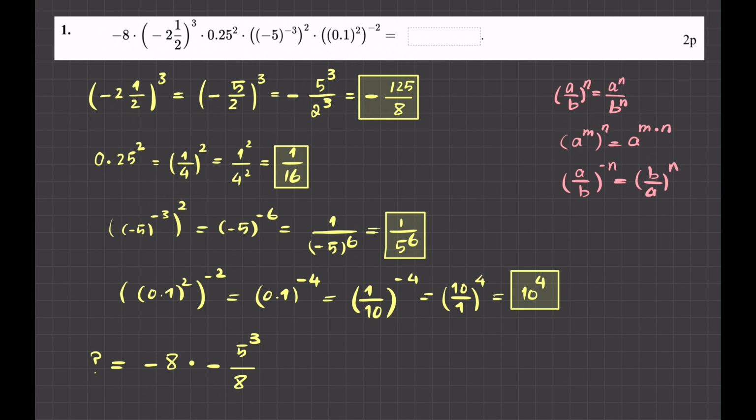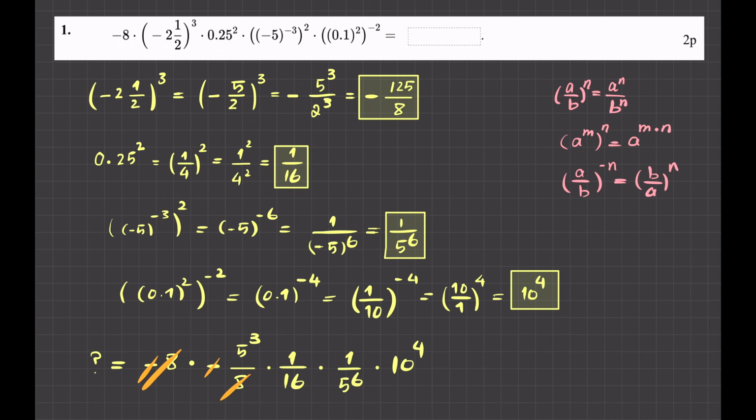Okay, now we go to this one, which is that one. Because 1 over 16 is not a big deal, let me just write multiplied by 1 over 16. And then when I go here, I have this number, 1 over 5 to the power of 6. And then finally, because of that, I can write 10 to the power 4. Let us now see what we can simplify. First of all, this minus sign and that minus sign, when they are multiplied, they are gone. And then this 8 and that 8 are also gone.